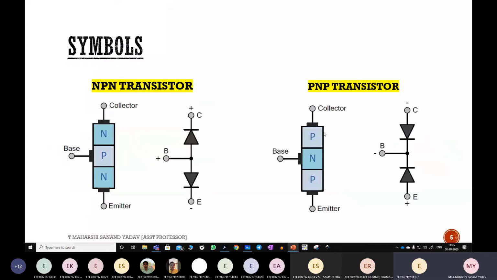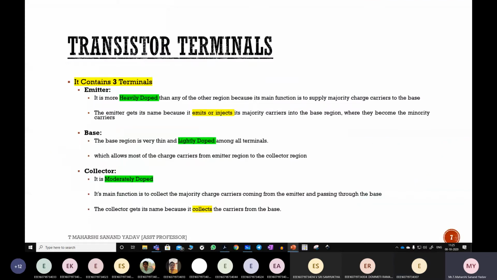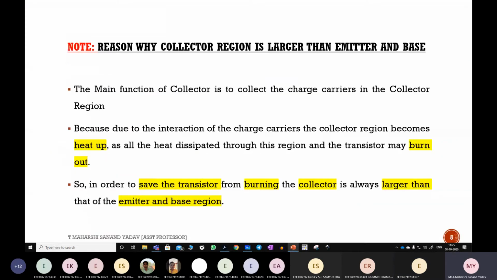So we are done with NPN and PNP. Can anyone tell me the reason behind this? Important for short: why is the collector larger compared to the emitter and base? It has to collect charge carriers. Since it has to collect the charge carriers, it should be larger. At the same time, heat should be dissipated across this point. Heat dissipation takes place.